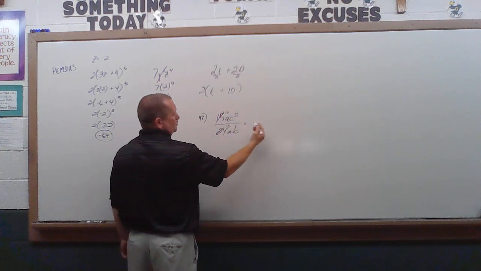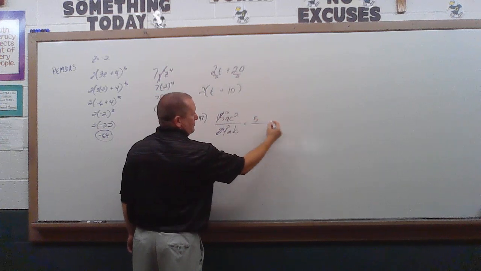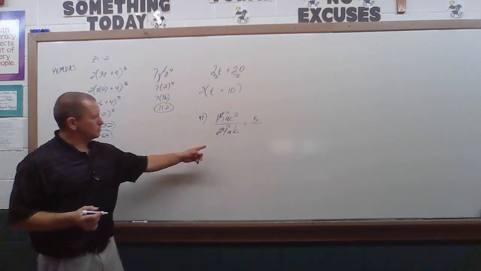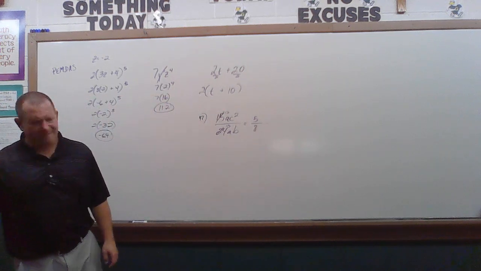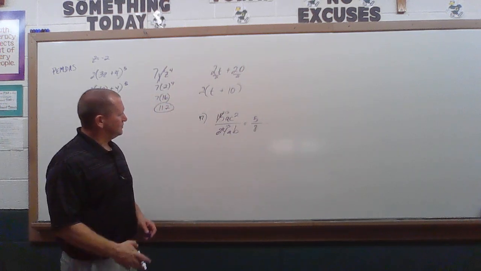What's 15 divided by 3? 5. Because it's on the top, it's got to stay on the top. What's 24 divided by 3? 8.